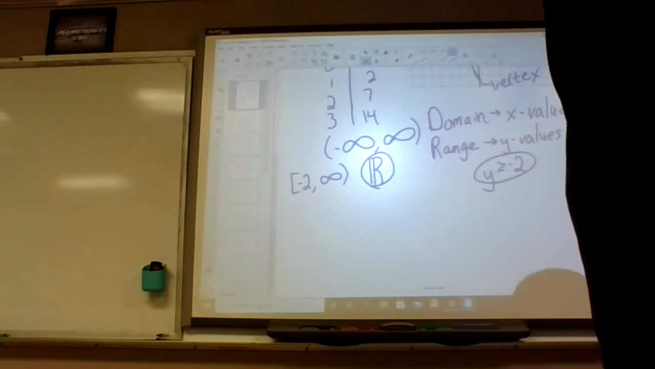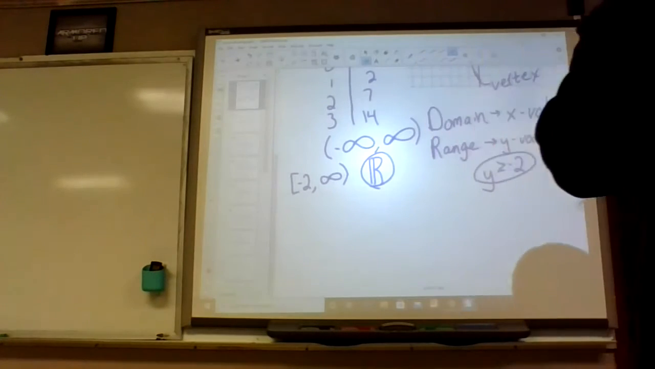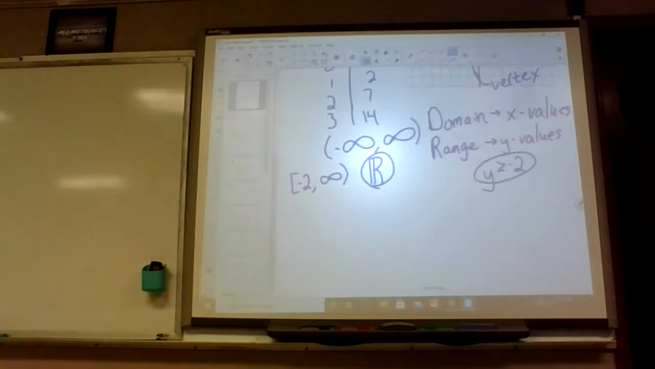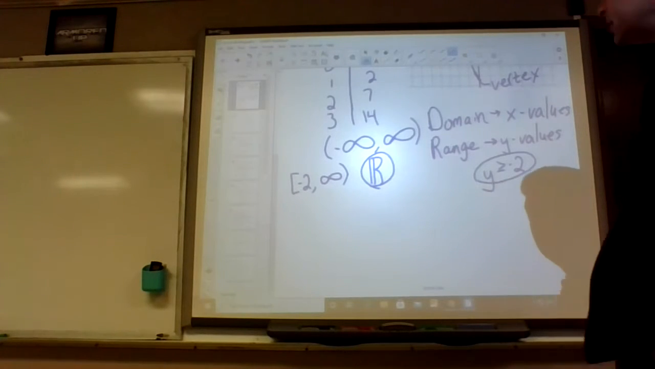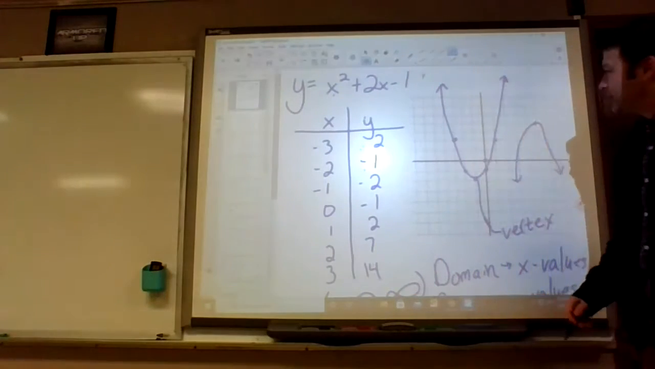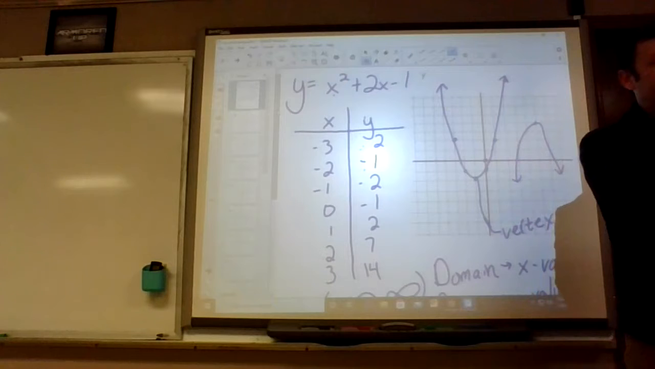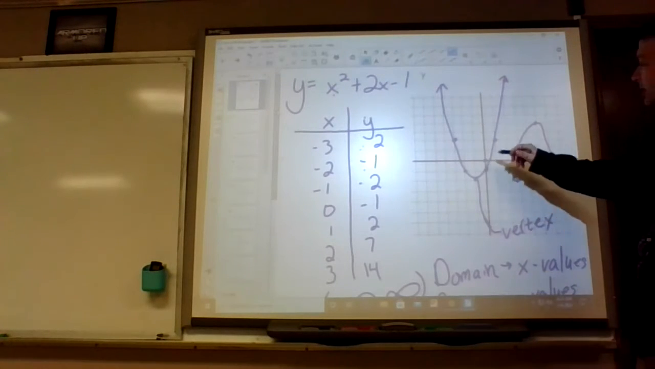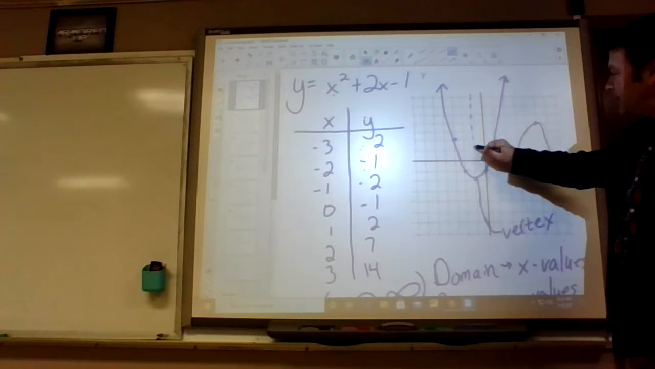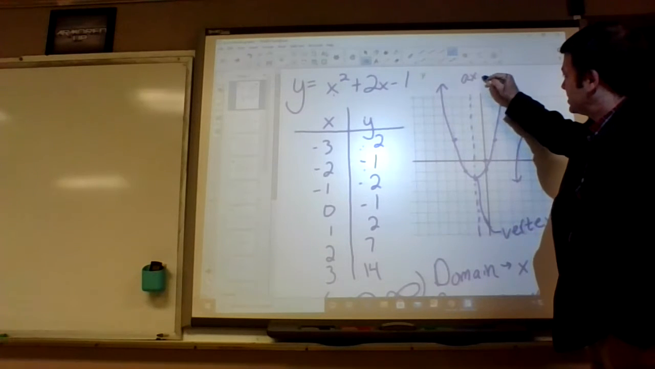Okay, what did I forget? Oh, axis of symmetry, maximum and minimum. A parabola is always symmetrical, right? Symmetrical means you split it in half the same on both sides, like we're symmetrical. So if I drew the line right down the middle that splits it, that's called the axis of symmetry.